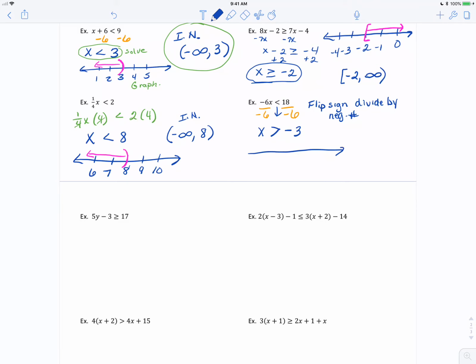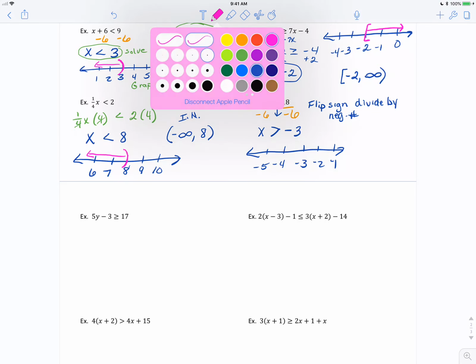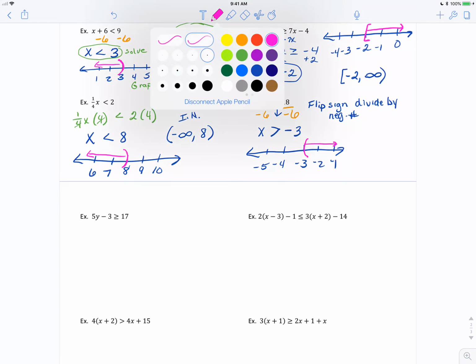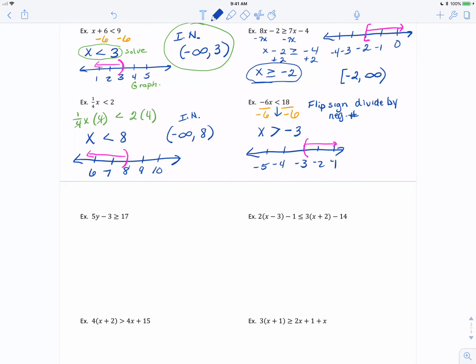And graph it on a number line. So x is greater than, but not equal to. So we've got parentheses going this way. Write it in interval notation, reading it like a book. The least number is -3 with a parenthesis. We're going to infinity with another parenthesis.